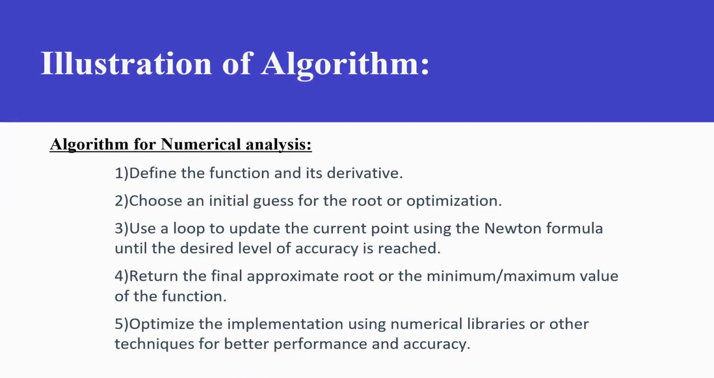Algorithm for numerical analysis. First step, define the function and derivative, and then choose any initial guess for the root or optimization. Use a loop to update the current position using Newton's formula until the desired level of accuracy is reached. Return the final approximate root or the minimum or maximum value of the function. Optimize the implementation using numerical libraries or other techniques for better performance and accuracy.